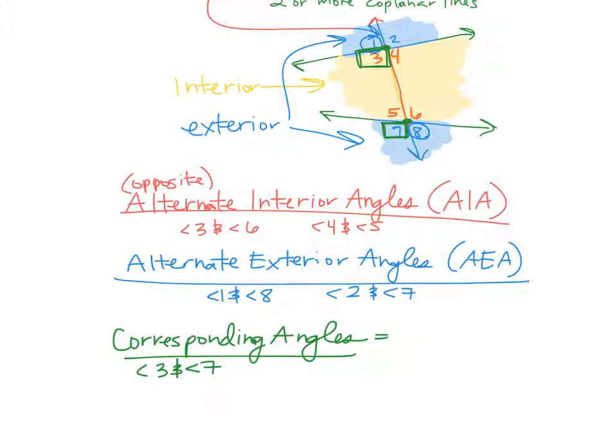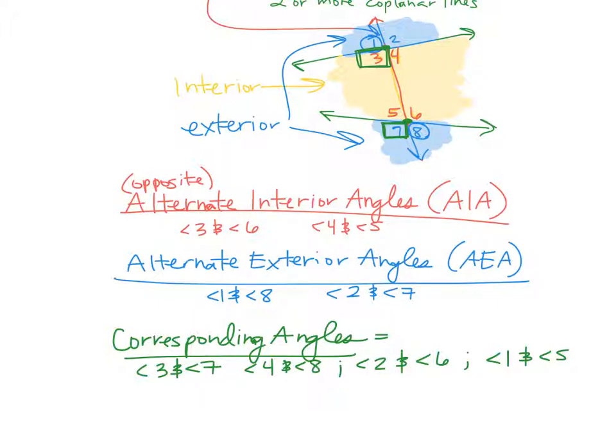Give me another pair then. 4 and 8. 6 and 2. And then angle 1 and angle 5. Okay, so they're in a corresponding location. Top left with top left, bottom right with bottom right. That type of thing. Questions on that?